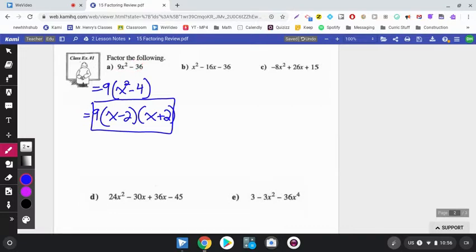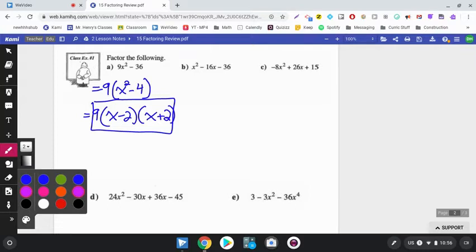Okay, B, x squared minus 16x minus 36. Well, I always look for a GCF. I don't have one. There's no common factor, but that's okay. Then I look and I say, hey, there's no a value.